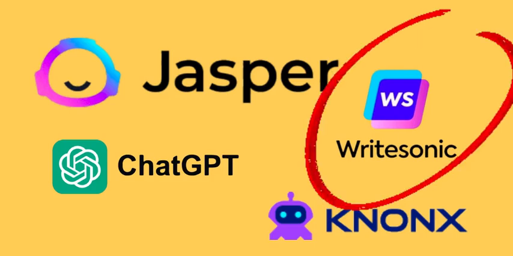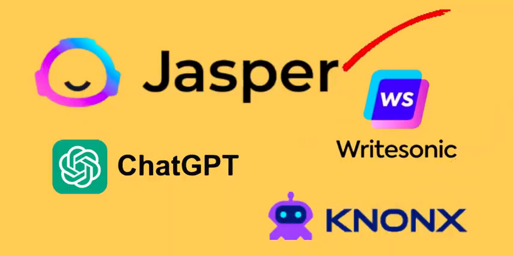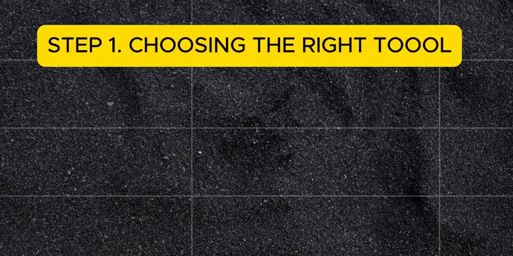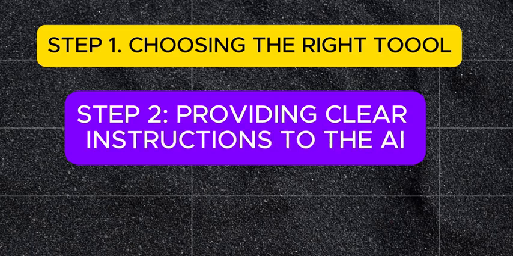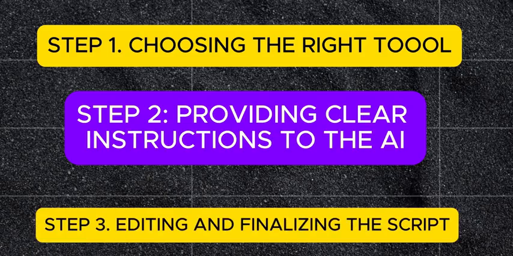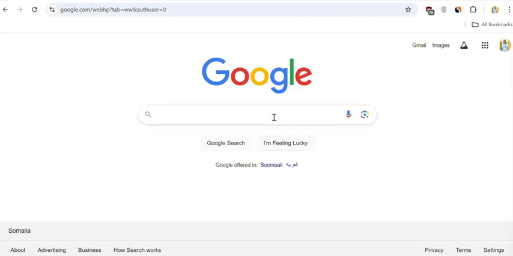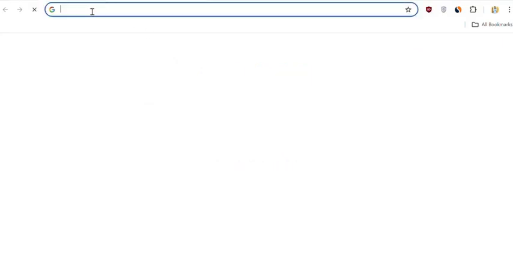So we are going to do three things. The first thing is to use the right tool. The second one is to give AI a prompt or clear instructions about what we need to do. And the third step is editing and finalizing the script. So first we need to use our right tool. What is the right tool? It's Writesonic.